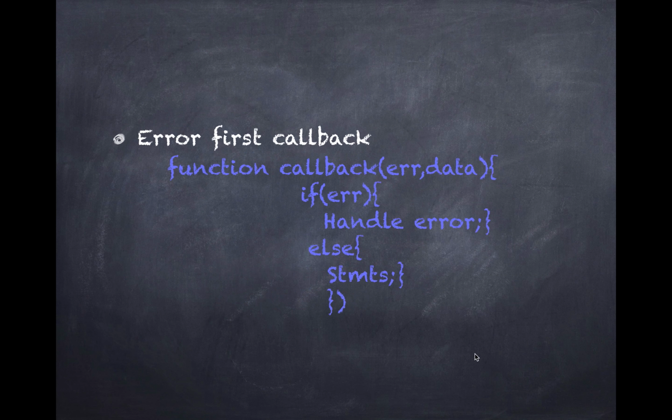The next is error first callback. A callback usually takes an error object as the first argument. When there is no error at all, the argument will be passed as null. The second argument is any successful data. Usually the callback always takes error as the first argument and hence the name error first callback.